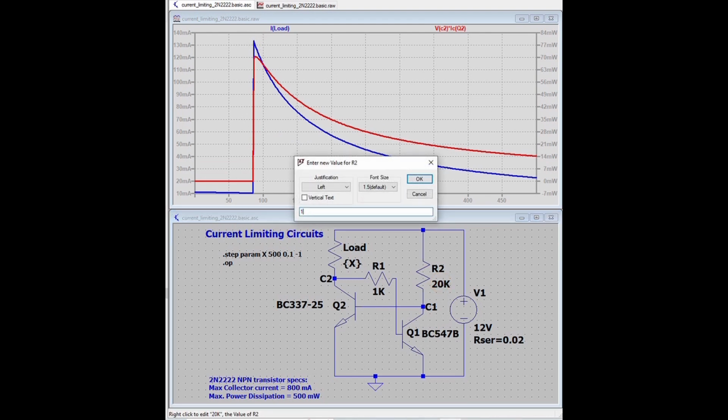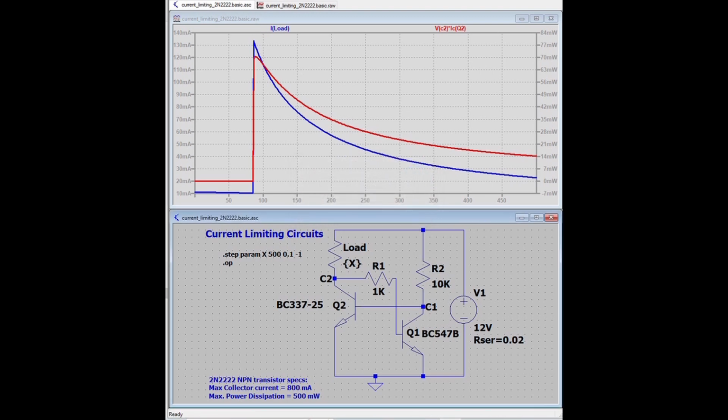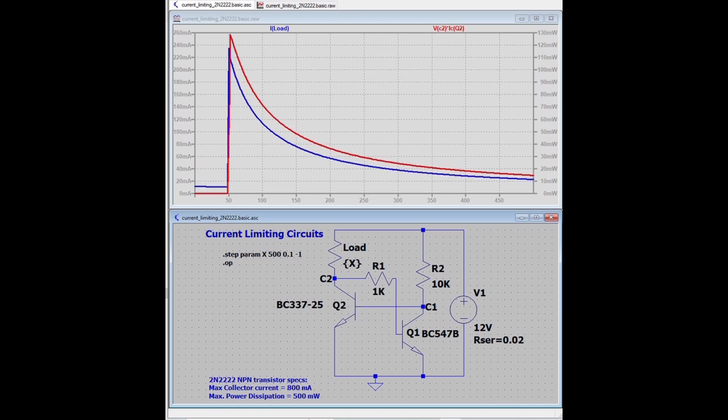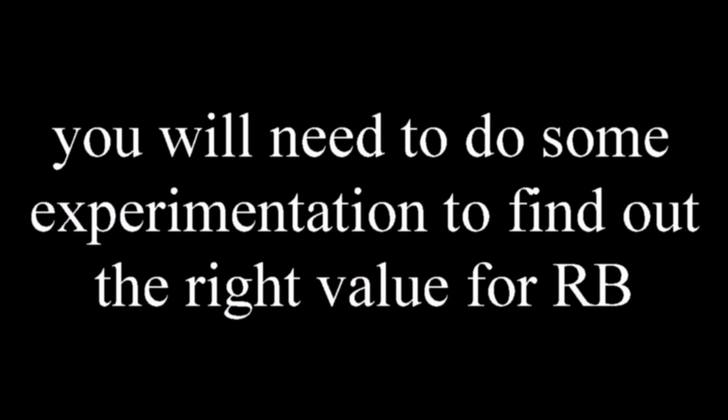If you check the transistor's maximum current and maximum dissipation, you will find out that these values usually apply when the transistor is saturated, that is, with a low VCE. You will need to do some experimentation to find out the right value for RV.